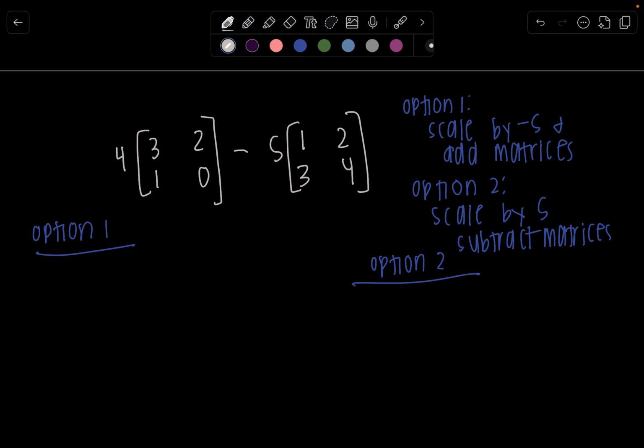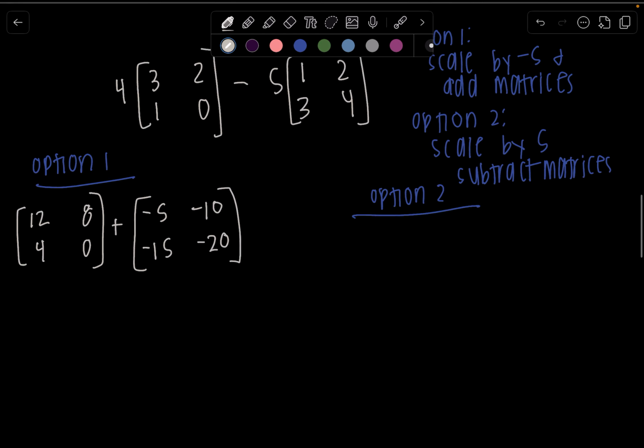Okay, so option 1. You're going to do the first one on the left. So multiply everything in the left matrix by 4. So that's going to turn it into a 12, an 8, a 4, a 0. Because again, all I did was multiply all 4 numbers by 4. So option 1, we're going to scale by -5 and then add the matrices, because that's the same thing as a plus -5. So I'm going to multiply everything by -5. So -5, -15, -10, and -20.